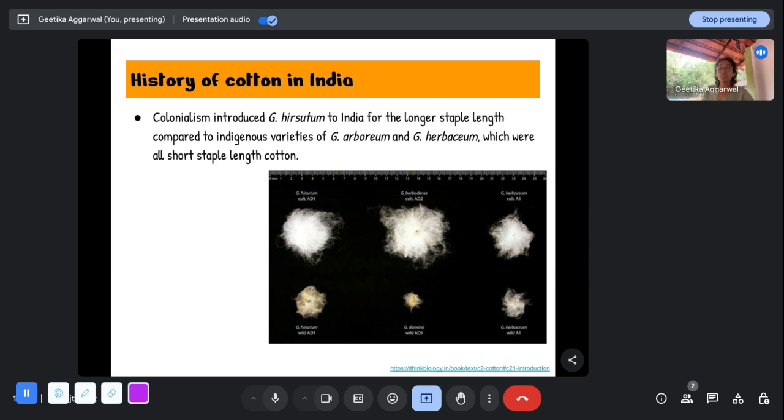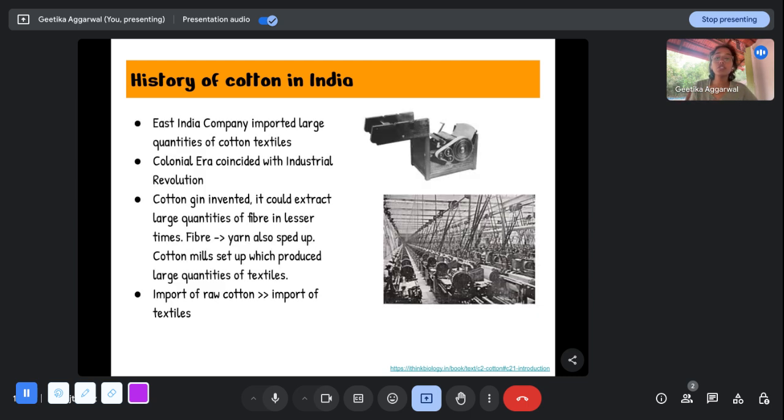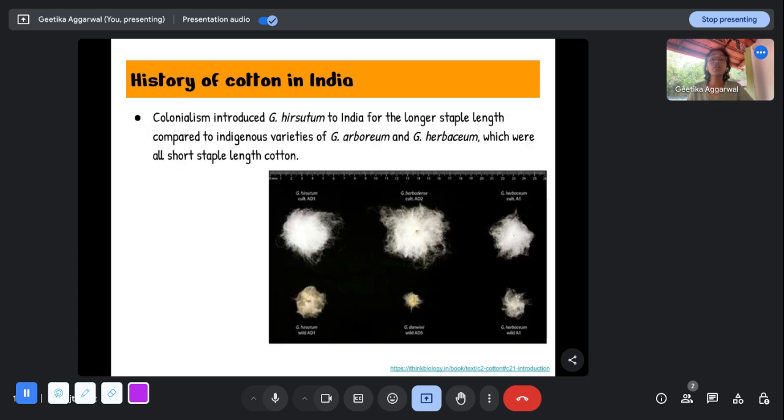So what happened was, for these cotton gins to work efficiently, since they were faster, they required a longer staple length. And again, the cotton mills also required a longer staple length for them to make textiles. So what the Britishers, what the East India Company, were now looking for was to find colonies under them which could produce the longer staple length fabrics.